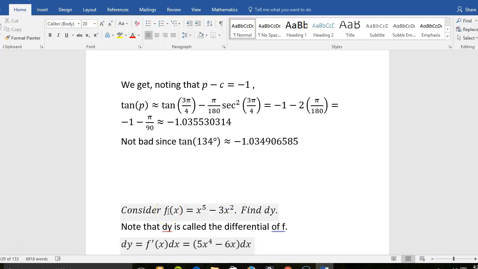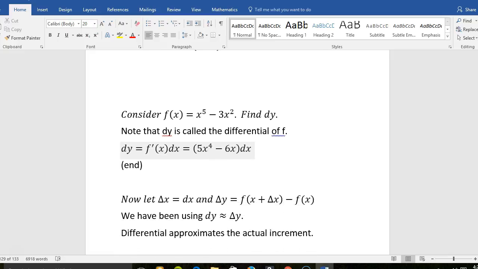Hello again, let's look at this next example. Consider f of x equals x to the fifth minus 3x squared. Let's just say I want to find dy as a function of x in general. Let's say I don't want a particular numeric value. I don't want to tie x down to any particular numerical value. Let's just say I want to find dy.